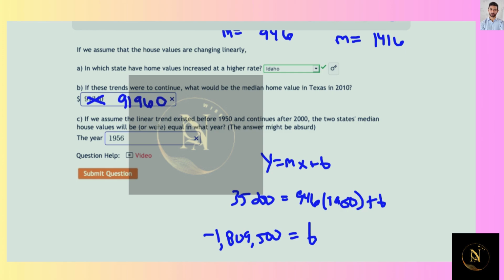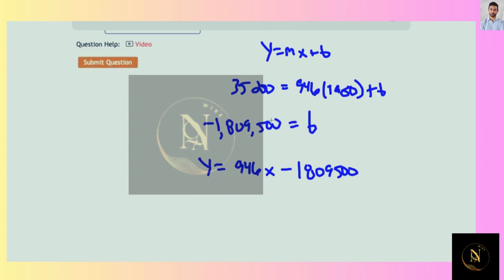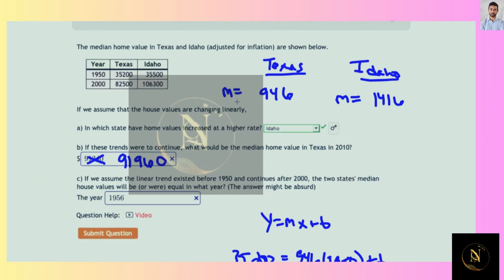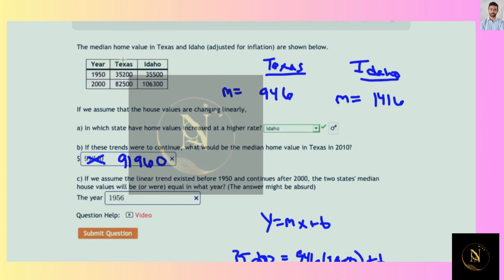If we assume the linear trend existed before 1950 and continued after 2000, the two states' median house values will be, or were, equal in what year? So we need to find the equation for Idaho. And we already know the slope for Idaho was 1416. And let's take the first value there, 1950, 35.5.